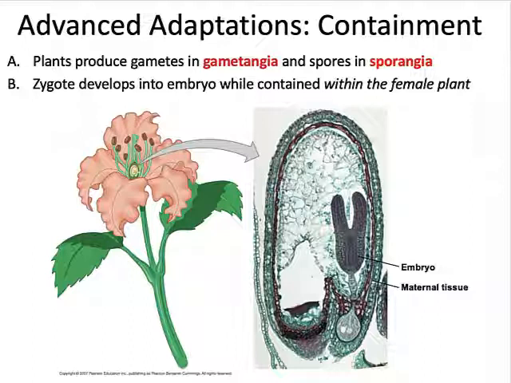Many biologists consider containment one of the most advanced adaptations in the seed-producing plants. By containing your zygote within tissue, you're keeping it very safe so that it cannot be damaged from the outside world. Some of the structures that play a role in this containment include producing gametes in gametangia and spores in sporangia. Also, in the most advanced plants, the zygote develops into the embryo while fully contained inside the female plant.